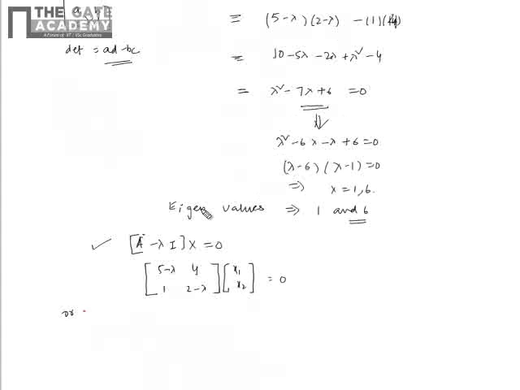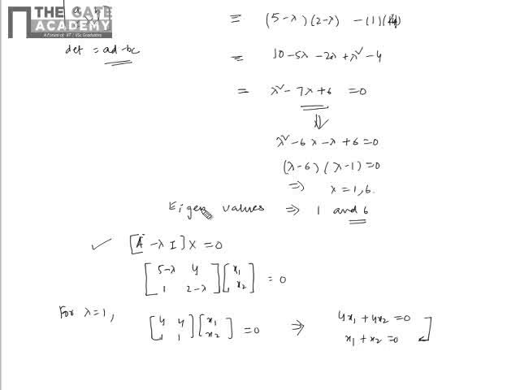Now for lambda is equal to 1, let's substitute it. For lambda is equal to 1, what will I get when I substitute this? I'll get the matrix [4, 4; 1, 1] times [x1, x2] is equal to 0. So this is just a set of simultaneous equations which I can just expand and write in this form. 4x1 plus 4x2 is equal to 0. x1 plus x2 is equal to 0. So basically these two, if you just divide the first equation by 4, represent the same equation.